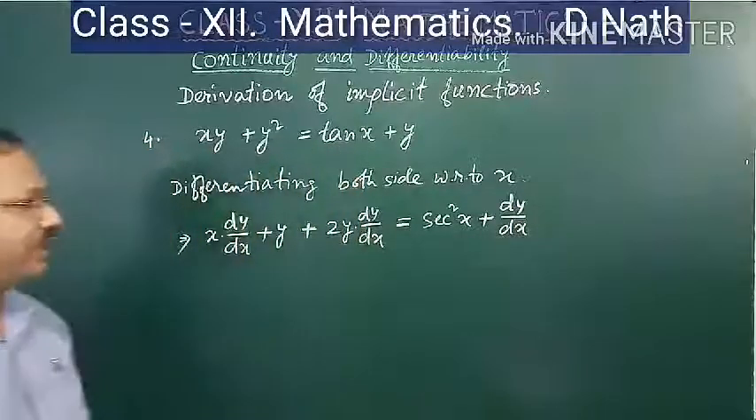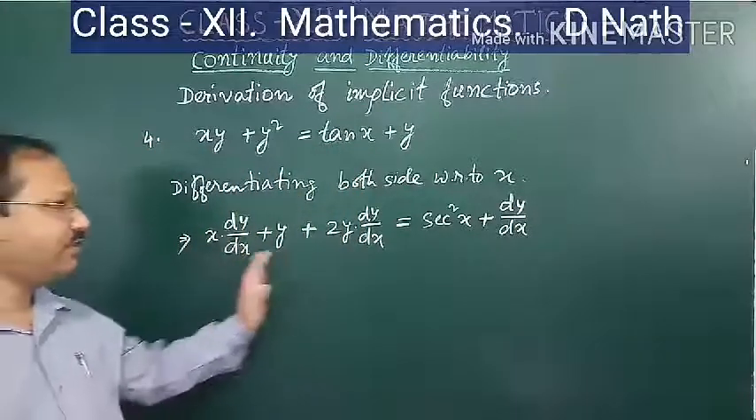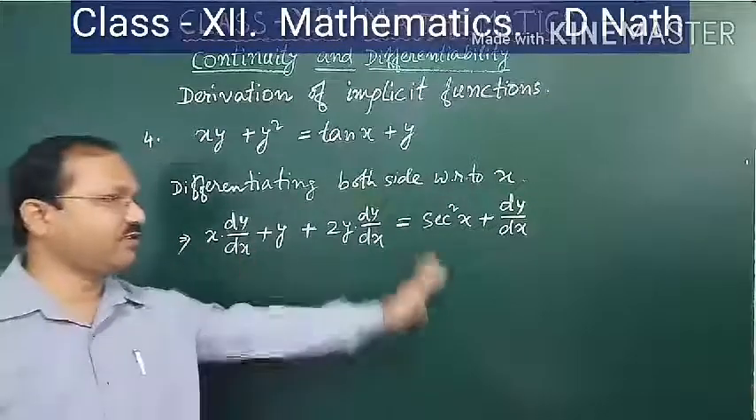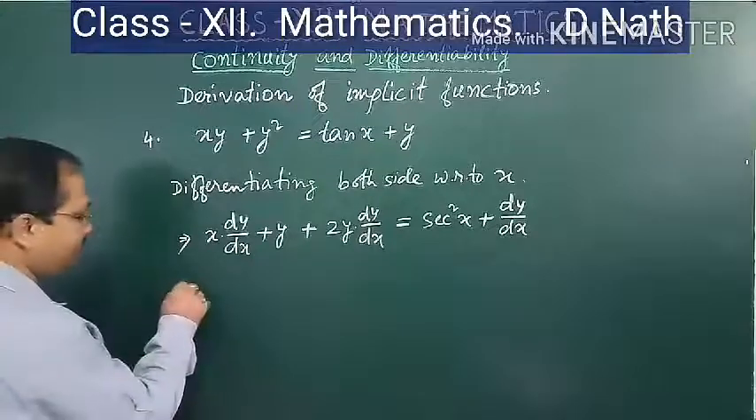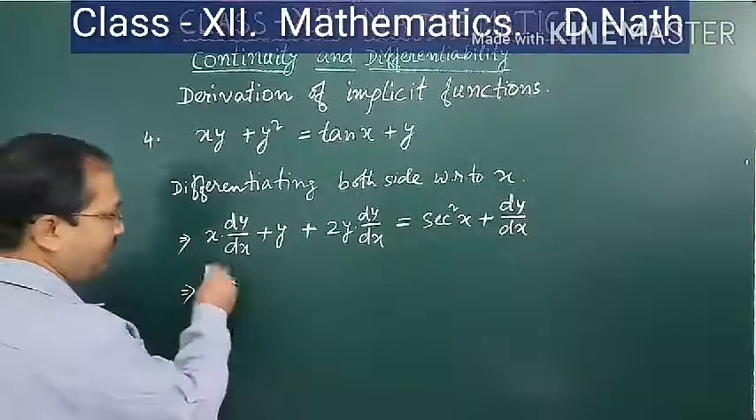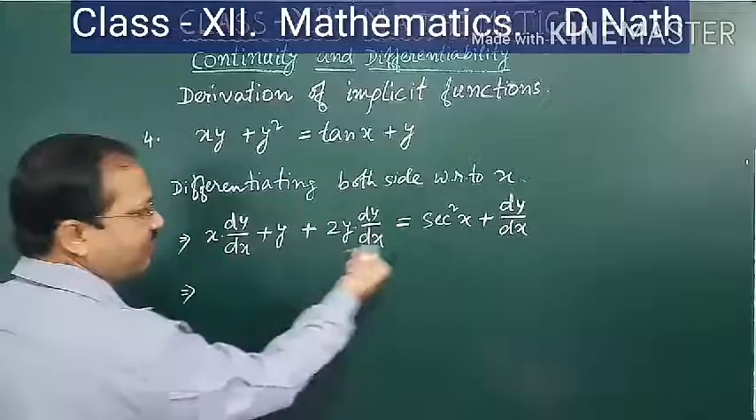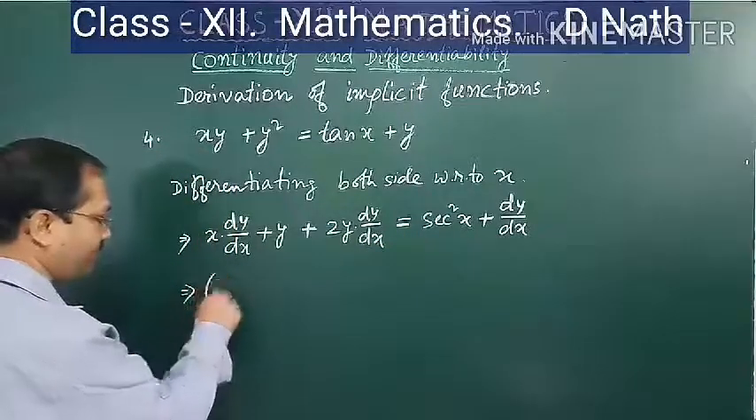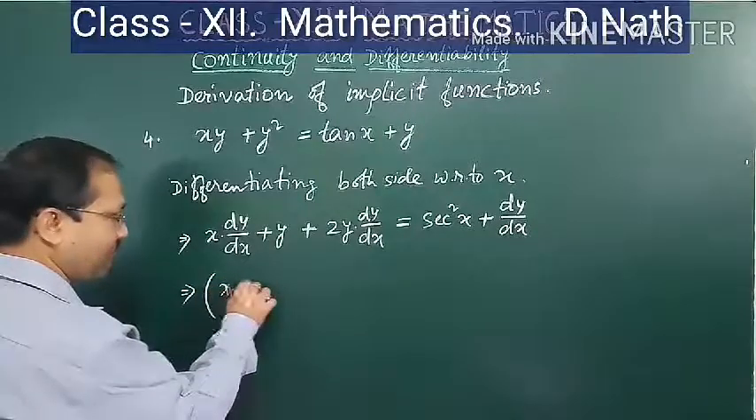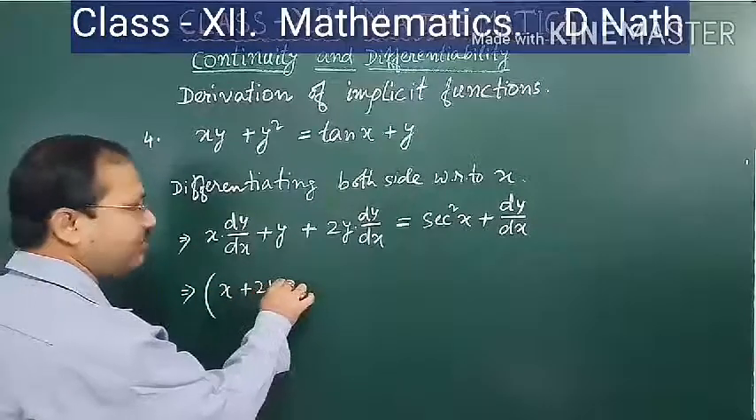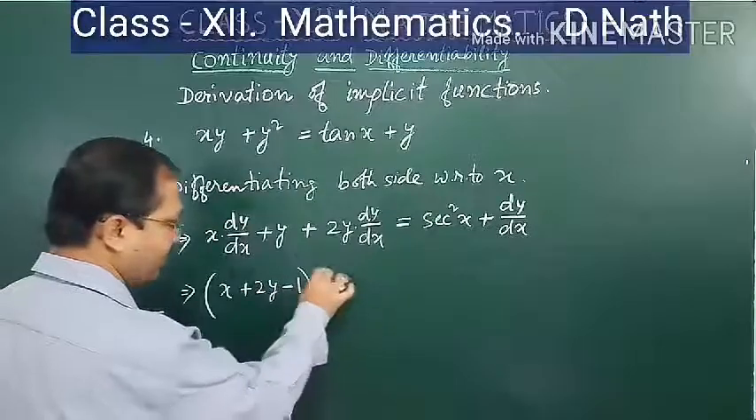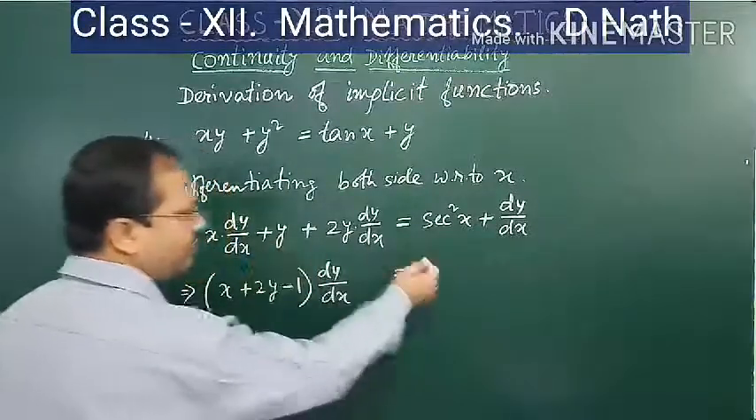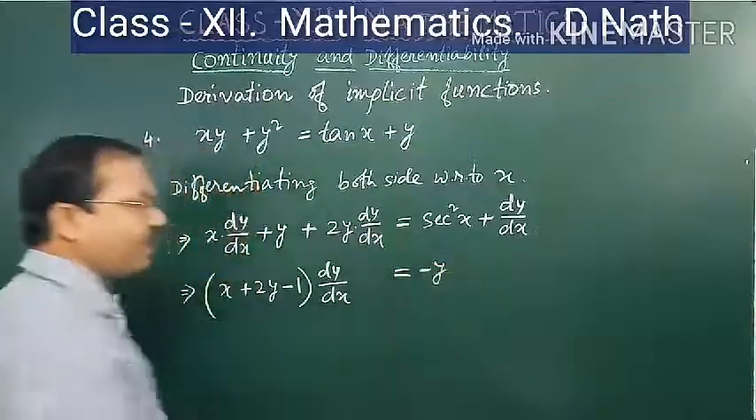Okay? Now here dy/dx is in 3 places. All will be on one side and other things will shift to the other side. So here it is x, here it is twice y, and here it is this one. If you bring it, here it is 1 into dy/dx. So what will happen? (x plus 2y minus 1) dy/dx is equal to, this y will shift to that side, so it is minus y.